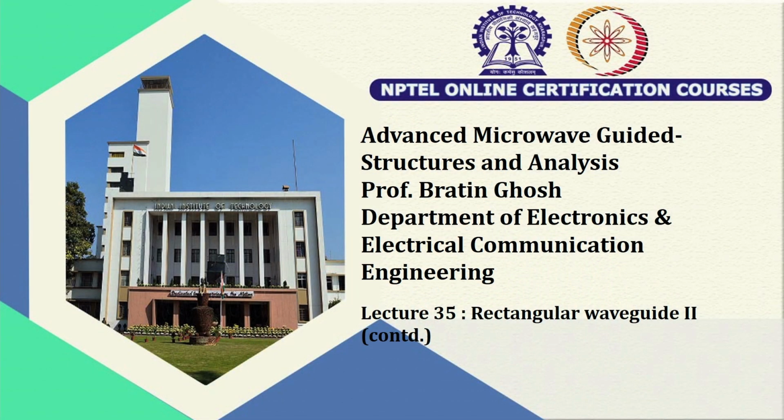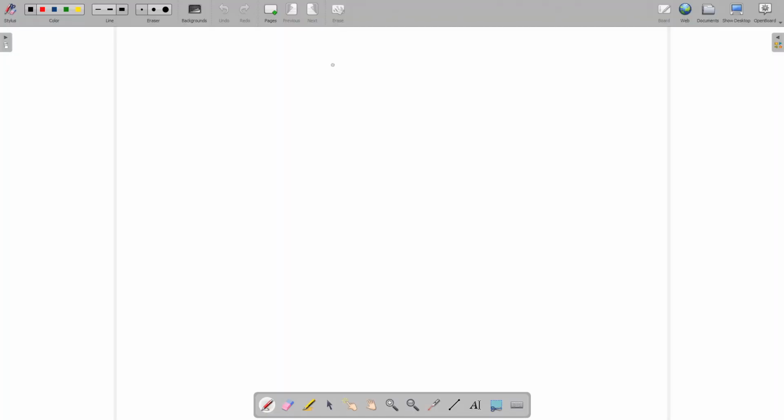Hello, welcome to this session on the continuation for the rectangular waveguide. In this session, we are going to discuss the power loss on the waveguide walls and the attenuation as a result of power loss, the expression for the attenuation. So, first of all, we consider the attenuation of an electromagnetic wave in a homogeneous medium.